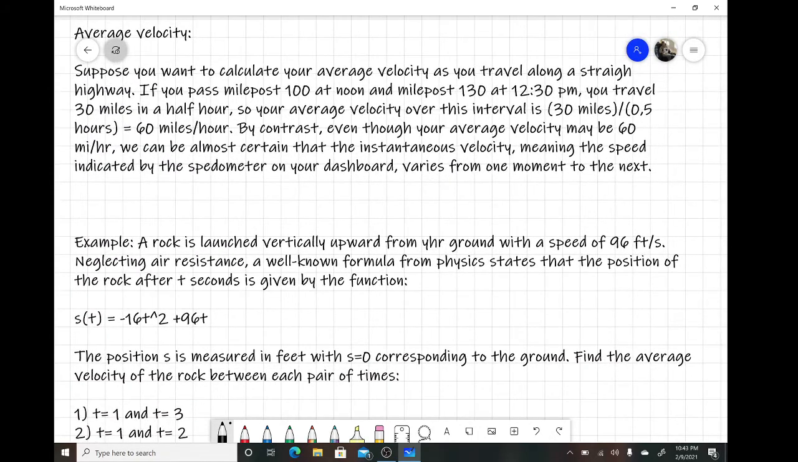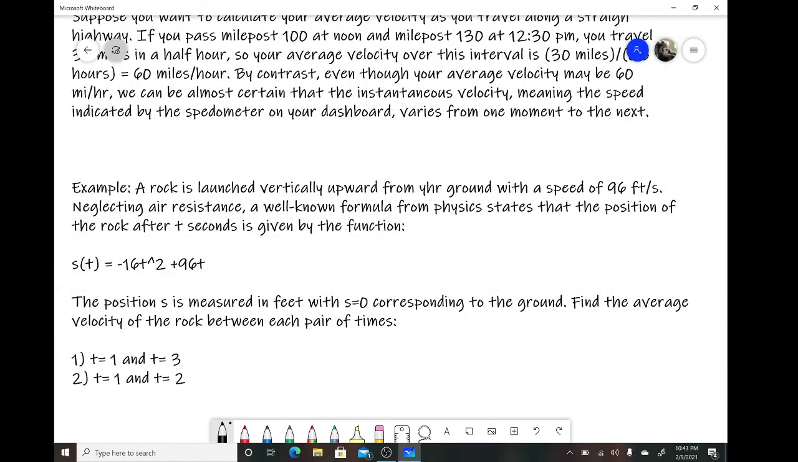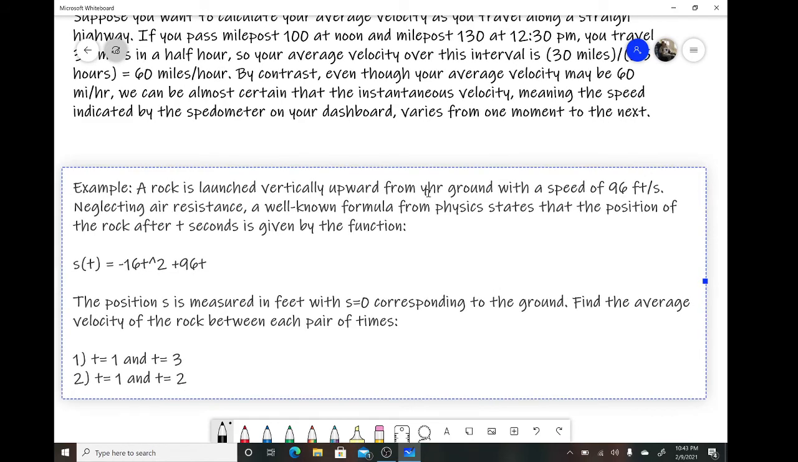Now, let's look at this first example, which will elaborate on this idea of average speed. So let's say that a rock is launched vertically upwards from the ground with a speed of 96 feet per second. Now let's neglect air resistance so that our example is much easier.